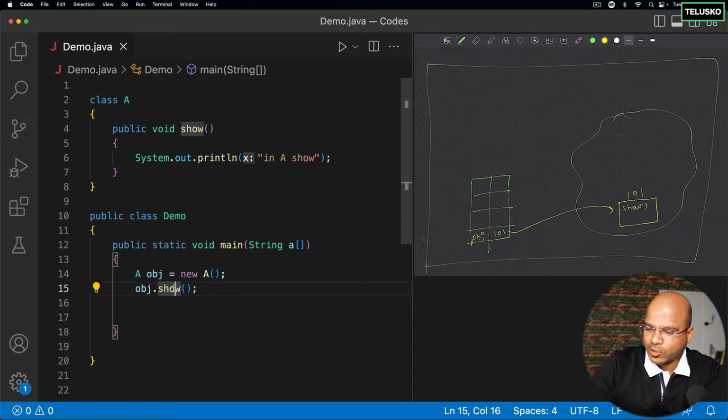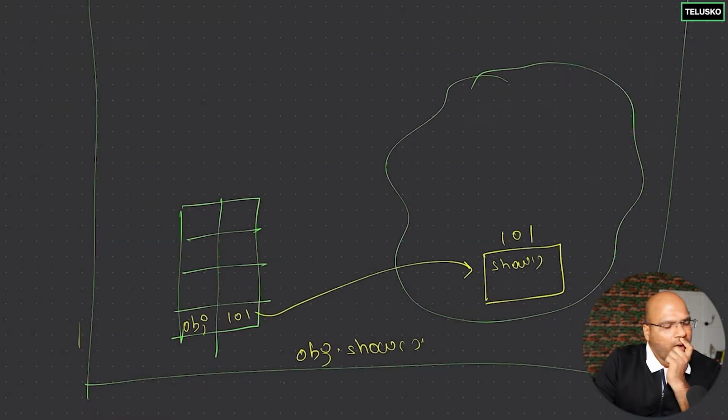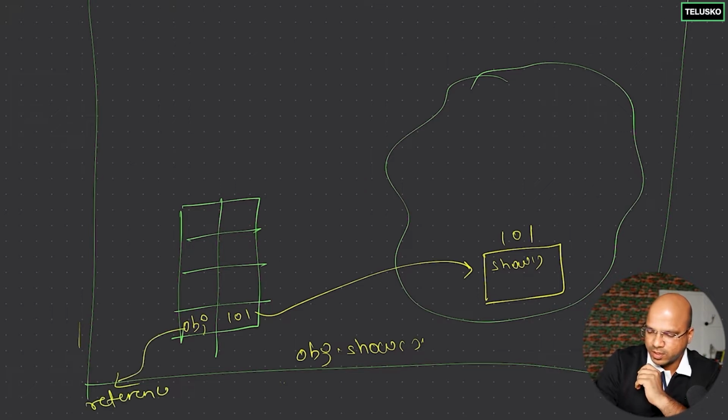And then every time you want to call show, basically you have to say obj.show. That's how it works, right? Okay. Now, just to clear things up, this obj here is not called the object. It is called a reference variable, right? So this is your reference variable. Why is it called a reference variable? Because it is referring to an object. The object is here. So this is your object.